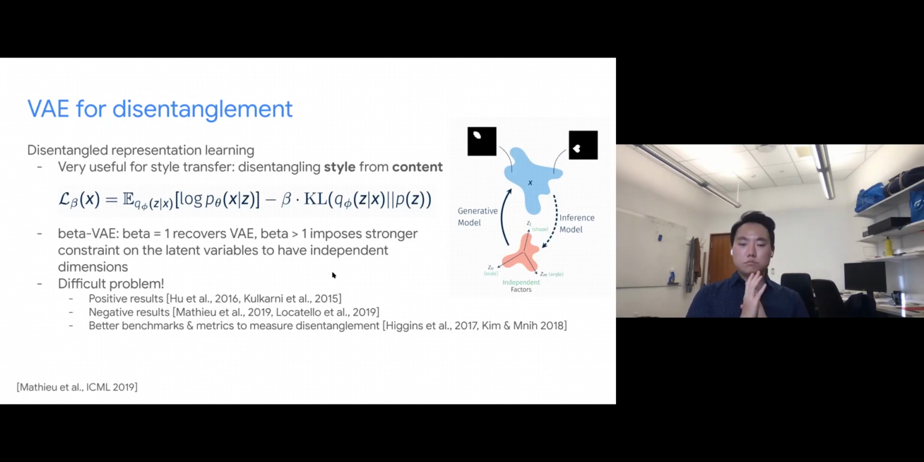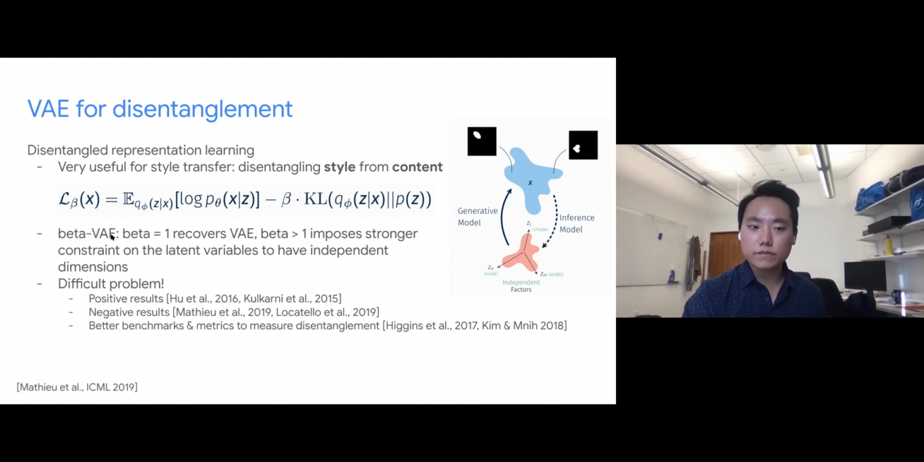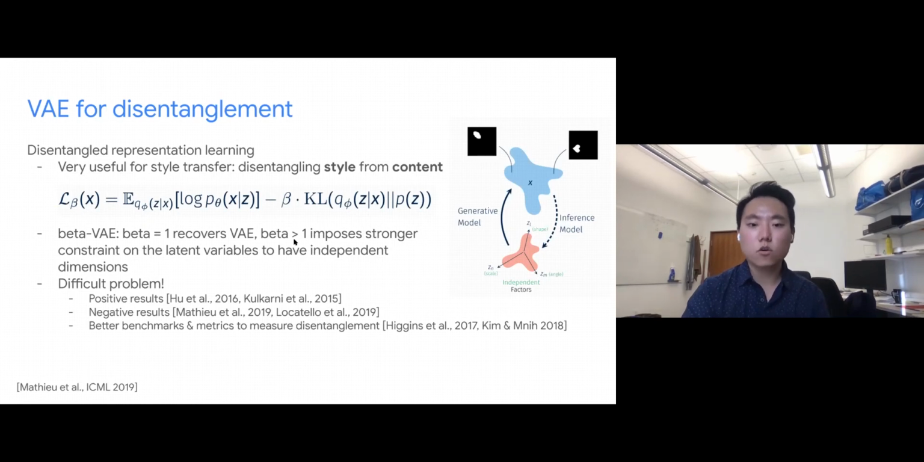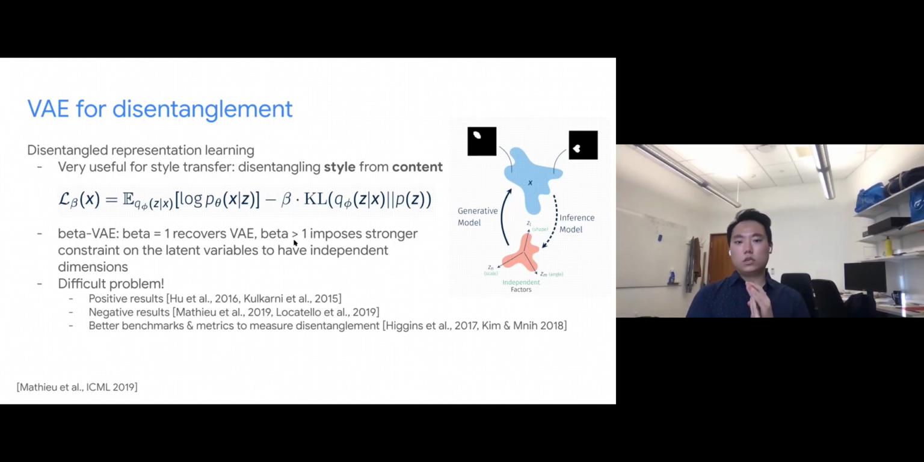In practice, people have found that beta VAEs, essentially having a tunable parameter beta in front of the KL, make disentanglement easier. If beta equals 1, that covers your standard variational autoencoders, the evidence lower bound. For values of beta larger than 1, you're tuning the contribution of your reconstruction and your prior. Larger betas impose a stronger constraint on the latent variables to have independent dimensions. So this is a very simple way of achieving disentanglement using variational autoencoders, which itself is a very difficult problem.